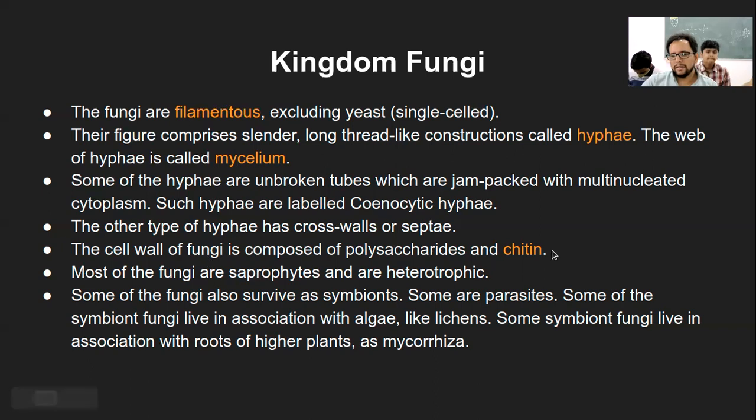Like I said, chitin is one of the components of the cell wall, and it is also a type of polysaccharide, but it is an amide type of polysaccharide. That is, it contains the CONH2 group. So that's the difference from the regular polysaccharide. Comprises slender structure, the second point.